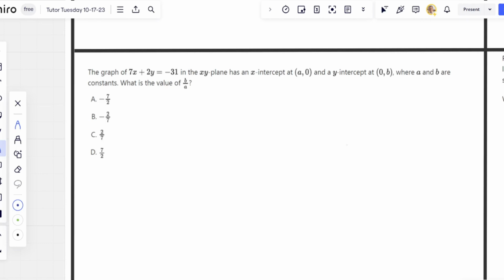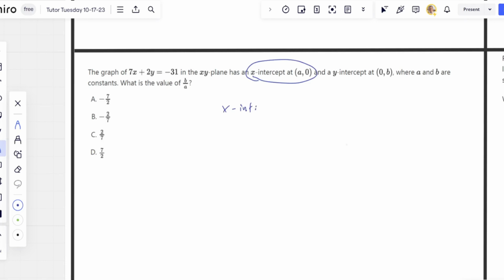Here's our next question. The graph of 7x plus 2y equals negative 31 in the xy plane has an x-intercept at (a, 0) and y-intercept at (0, b), where a and b are constants. What is the value of b over a? Well, the x-intercept, they literally gave us how we can calculate it, and that's if we set y equal to 0.